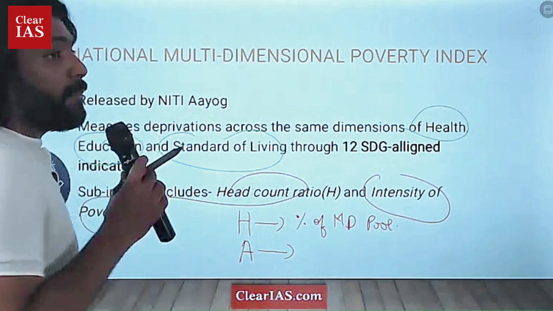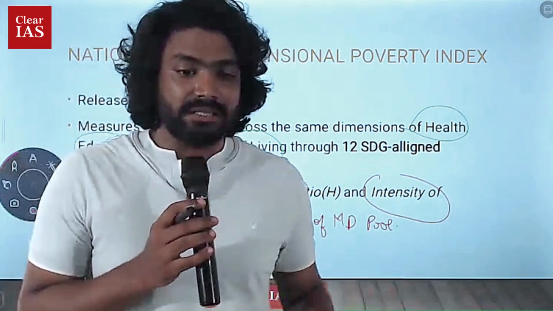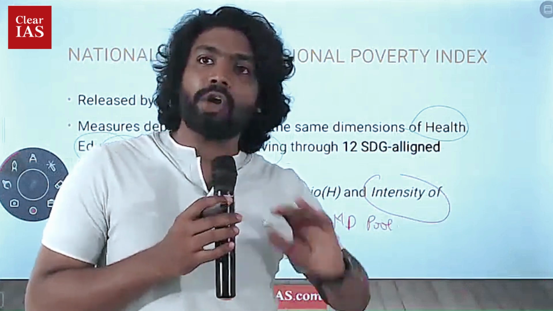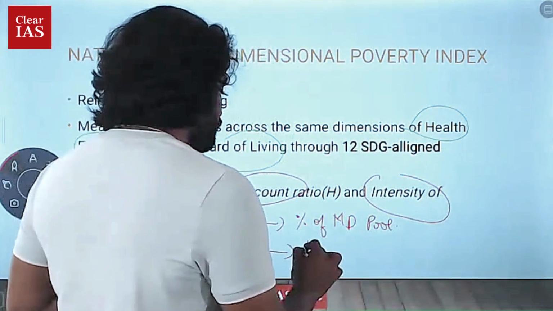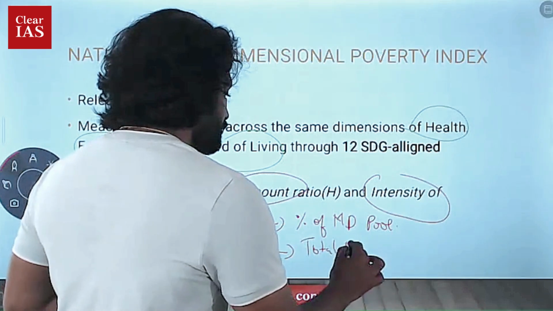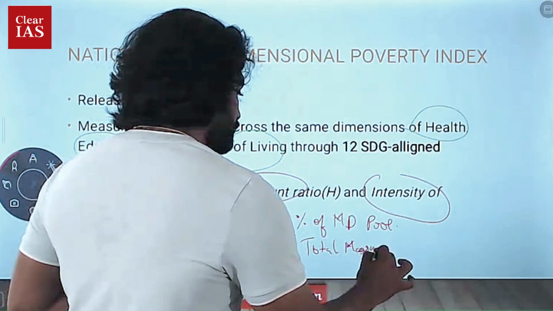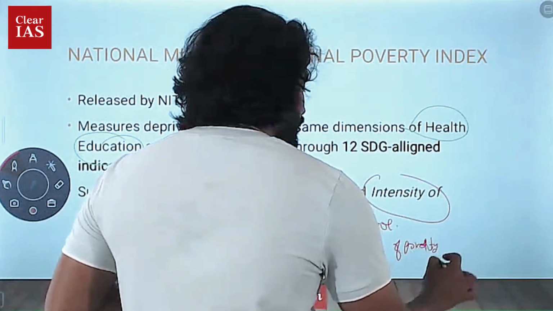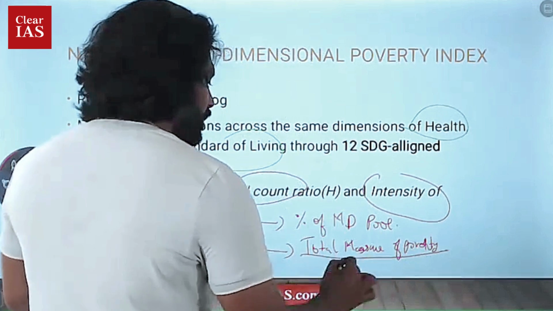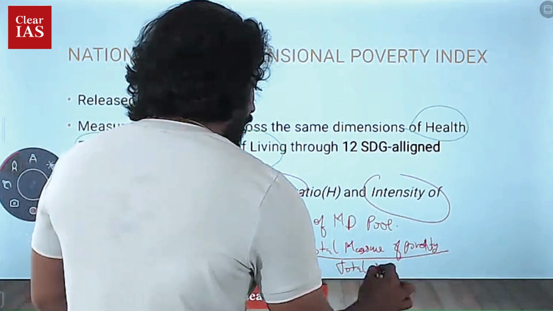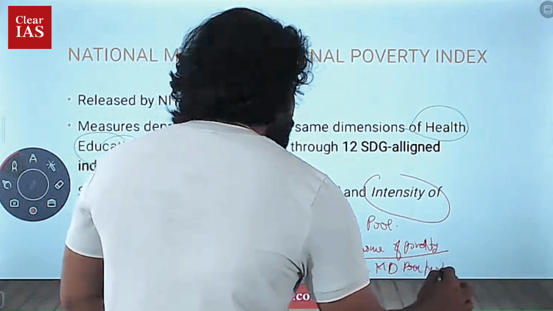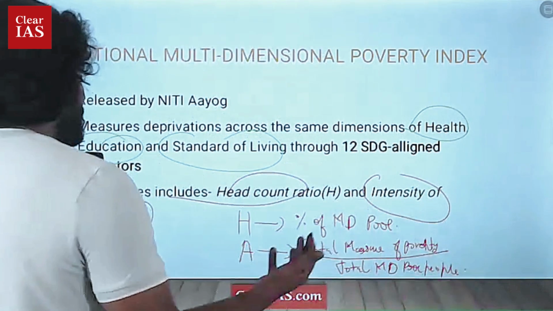Intensity of poverty means it is the sum of the weighted scores of all the indicators, divided by the total number of multidimensionally poor. That is, there is a total measure of multidimensional poverty through all these indicators, divided by the total multidimensionally poor people. This is intensity of poverty.